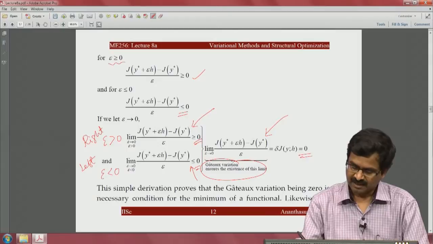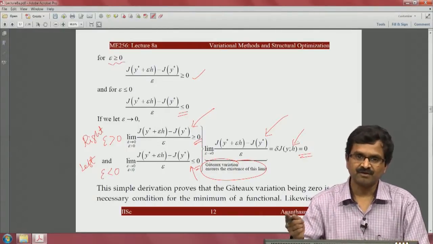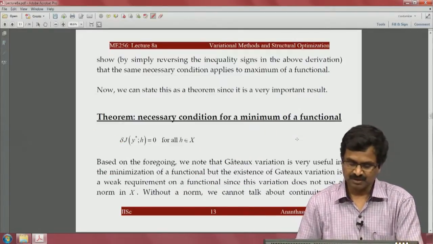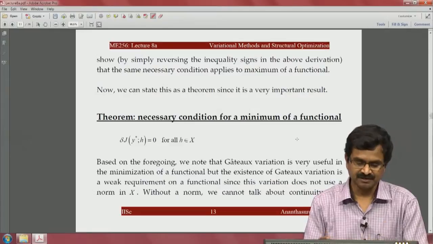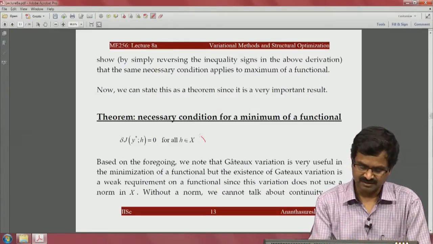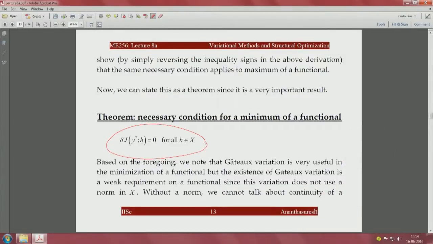You see that we still have that arbitrary h that we will get rid of later on, in the next lecture. So, if you want to state it as a theorem, the necessary condition for a minimum of a functional is this, that is, the Gâteaux variation is equal to 0. Okay.